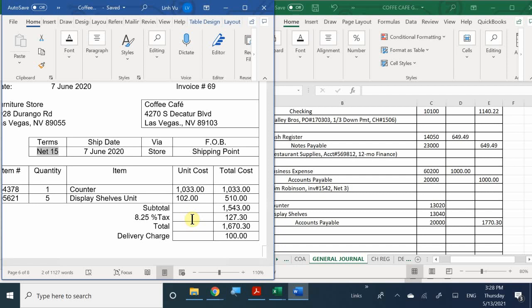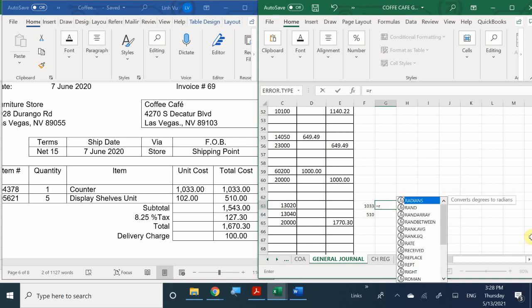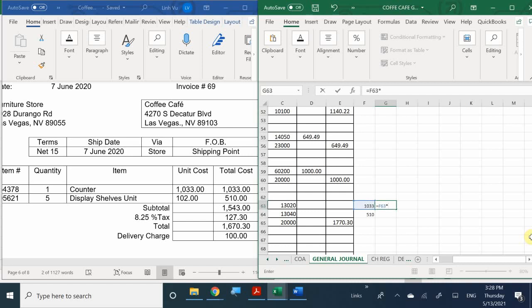So in this case, let's take a look at our bill. We have the counter, it is worth $1,033, and we have our display shelves at a total of $510. So how do we figure out the tax based on this? The 1,033 times the 8.25.